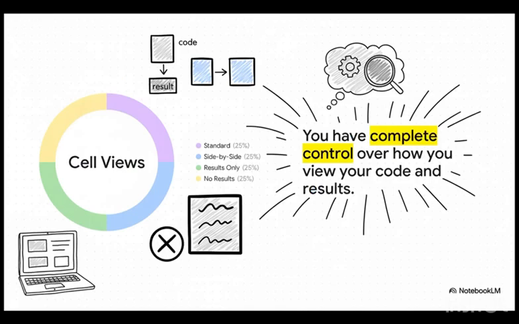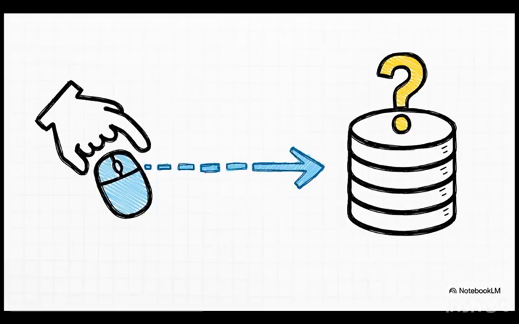You have complete control over how you see your work. You can stick with the standard view with code and results stacked, or you can use the side-by-side view, which is awesome for tweaking code and seeing the changes immediately. And when you're ready to present, just switch to results only to hide all the code and create a super clean, professional-looking report.